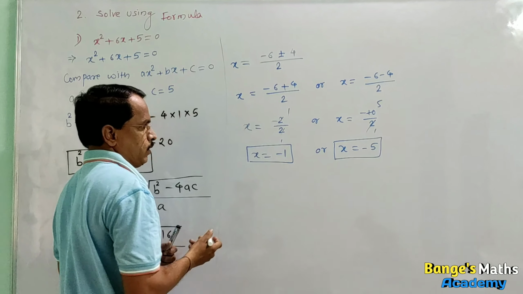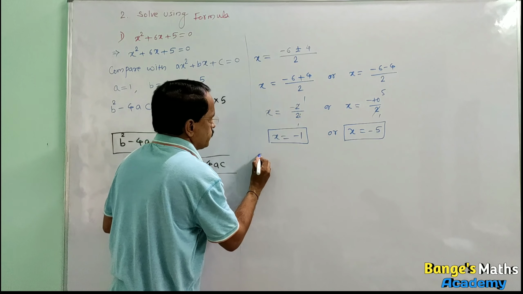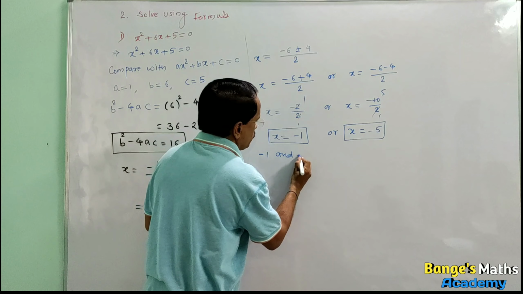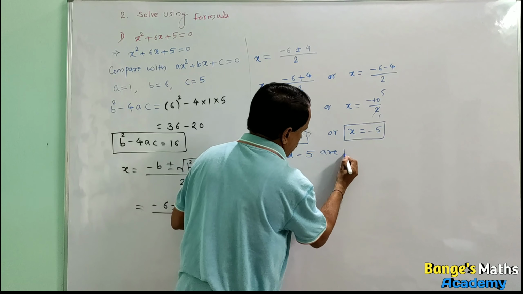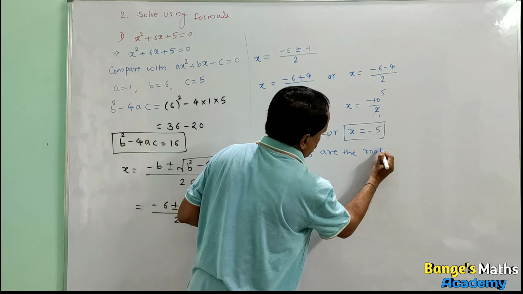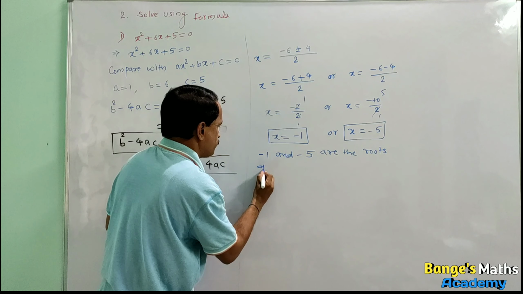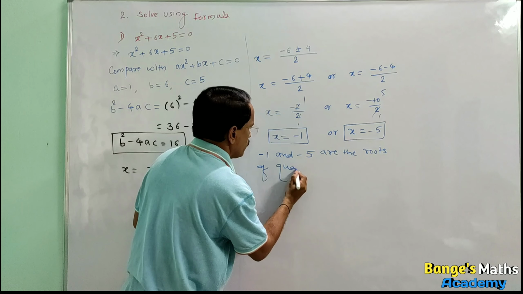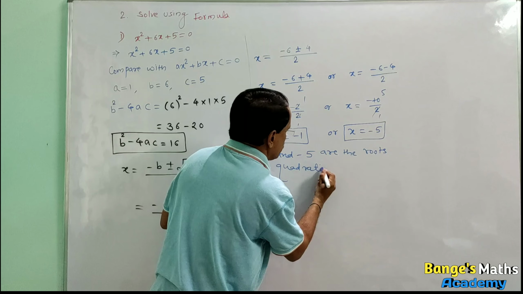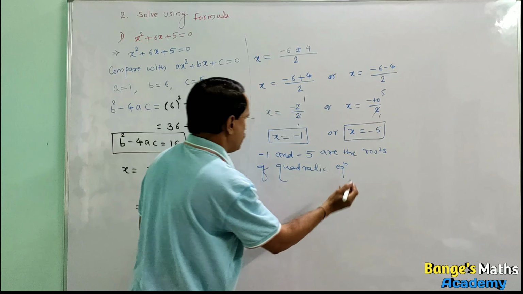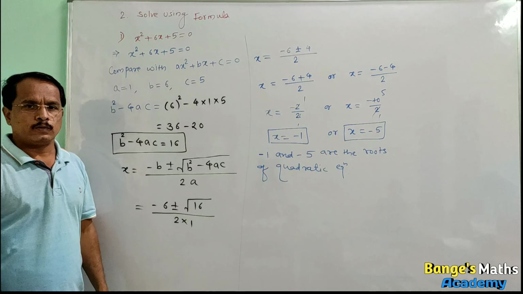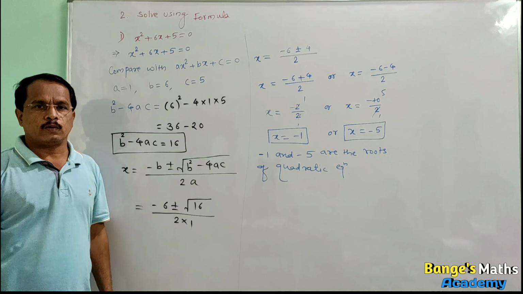So we get the roots of the given quadratic equation. Minus 1 and minus 5 are the roots of the quadratic equation. Write down the given example or take a screenshot.